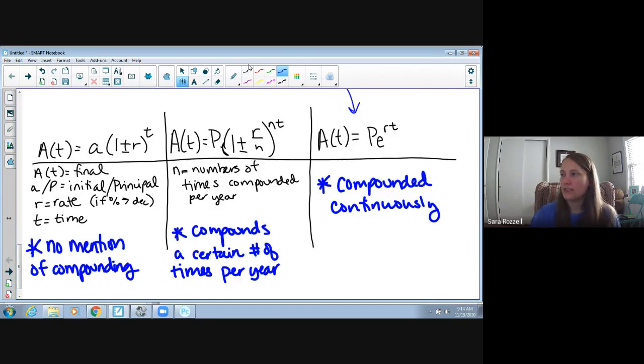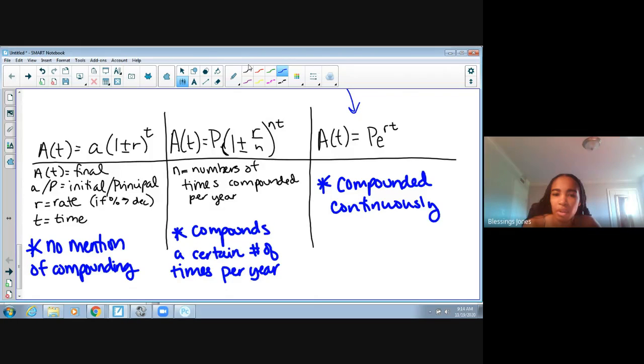So does anybody have any idea of what compounding means when we're talking about finances or interest? Or is that kind of foreign to you? Compound is the initial value start, right? What you're going to add to?